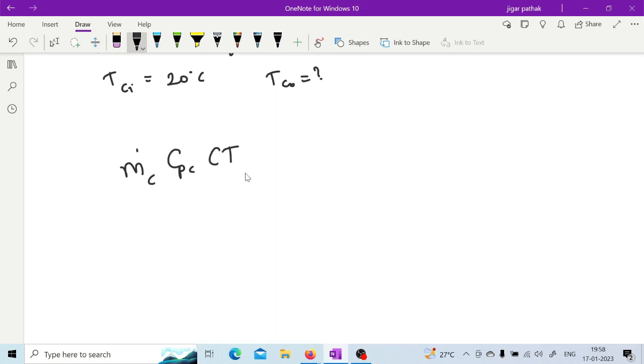MC CPC (TC out minus TC in) equals MH CPH (TH in minus TH out).